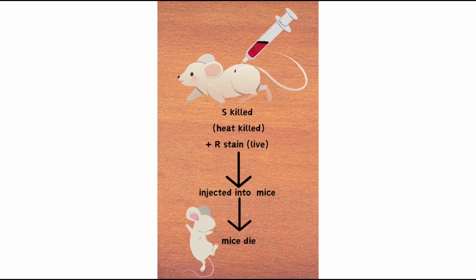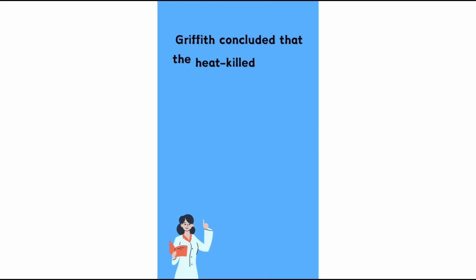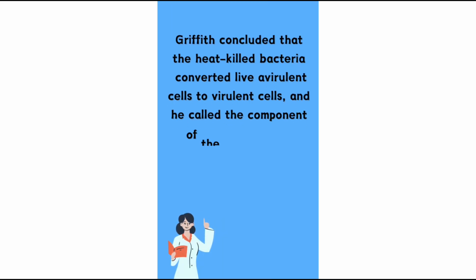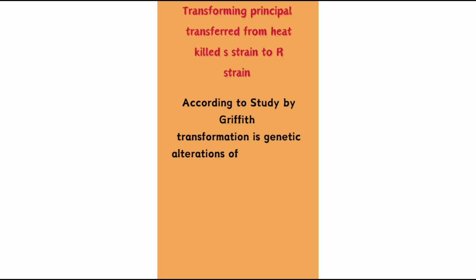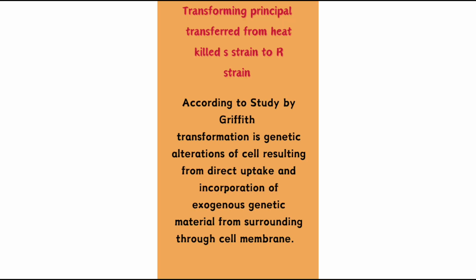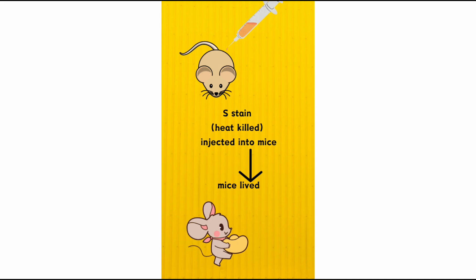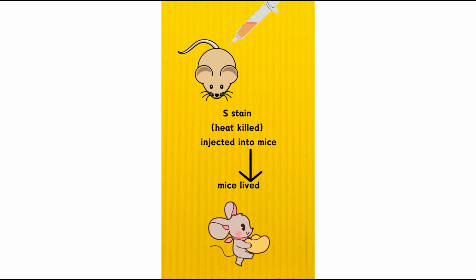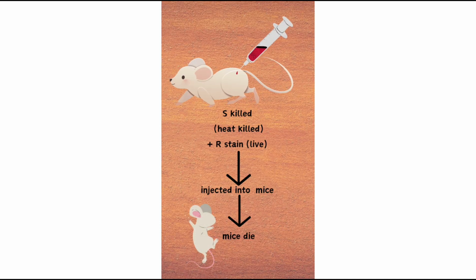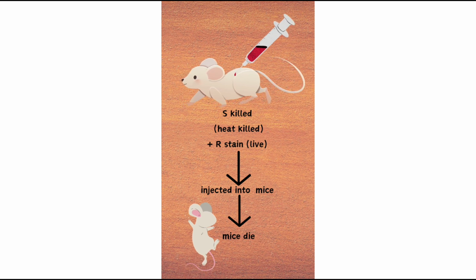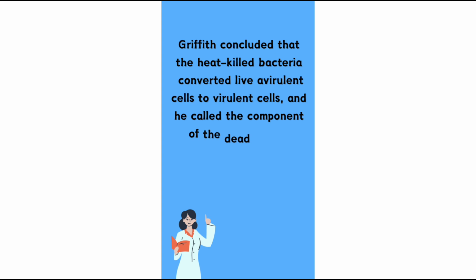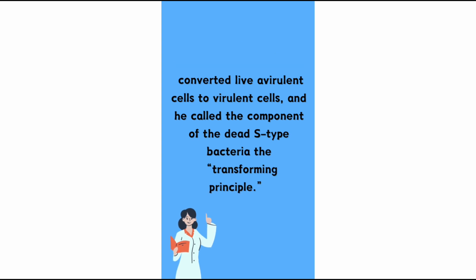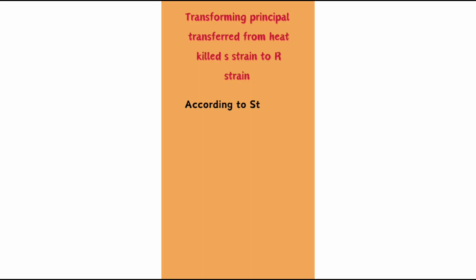Griffith was able to kill the bacteria by heating them, and he observed that when the heat-killed S strain bacteria were injected in the mice, it did not kill them. So when the heat-killed S strain was injected, the mice lived, whereas when heat-killed S strain plus live R strain was injected, the mice died. So he injected a mixture of heat-killed S and live R bacteria, and the mice died. Moreover, he recovered living S bacteria from the dead mice.